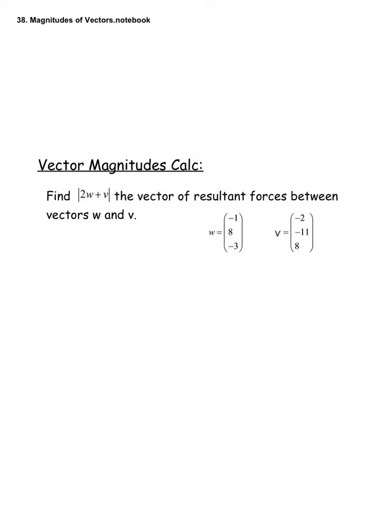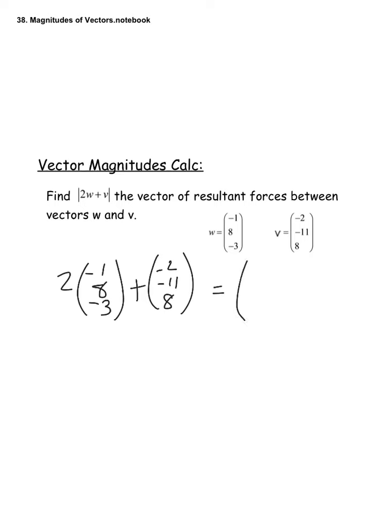A lot of times you're asked for the magnitude of a combination of vectors. In this case we're asked for 2w plus v. We need to figure out what that is first, so we need to find two lots of vector w, that's -1, 8, -3, add on a vector v, -2, -11, 8. So 2 times vector w: 2 -1s are -2, 2 8s are 16, 2 -3s are -6, add on -2, -11, and 8.